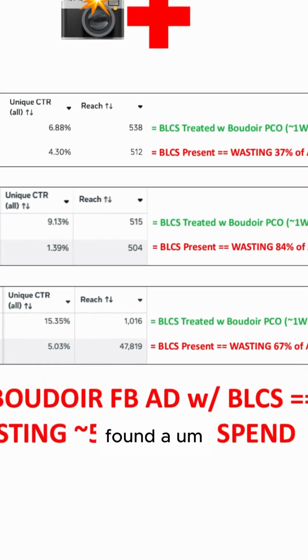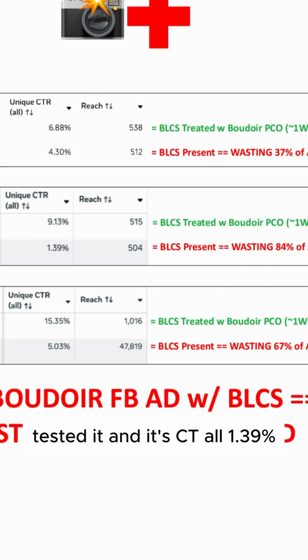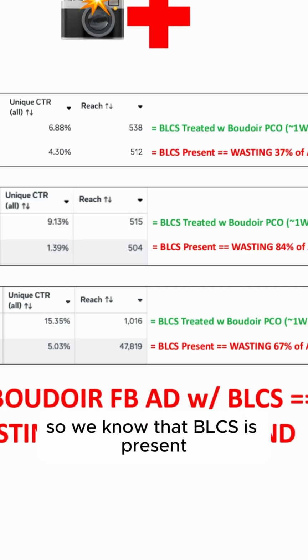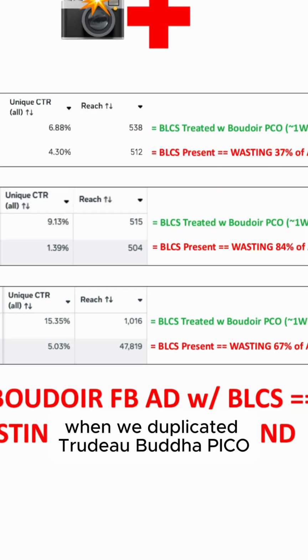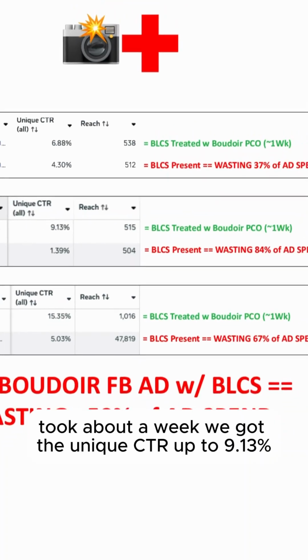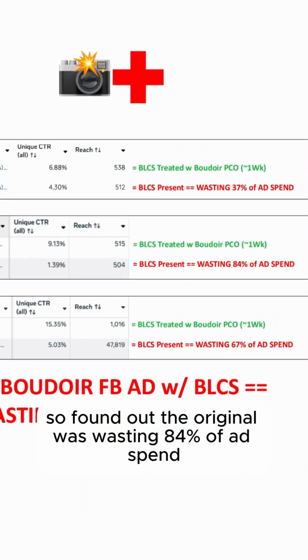Next, I found another Boudoir Facebook ad, brought it to the hospital, tested it. Unique CTR 1.39%. So we know that BLCS is present. When we duplicated it and treated it with Boudoir Pico, which took about a week, we got the unique CTR up to 9.13%. So we found out the original was wasting 84% of ad spend.